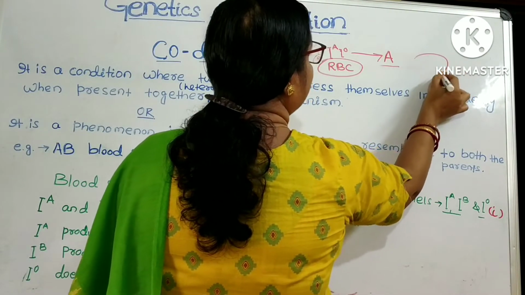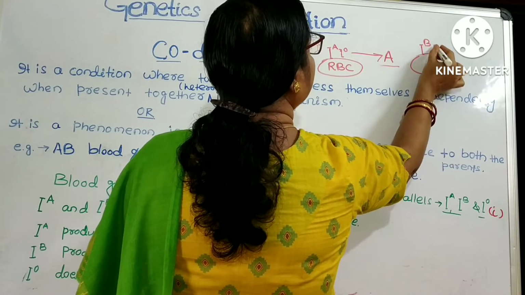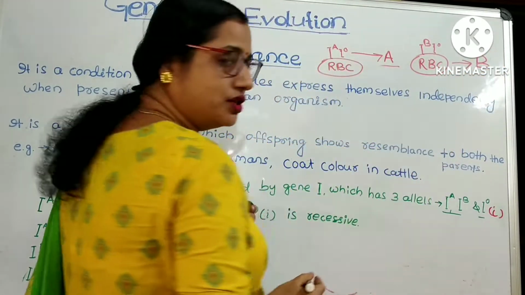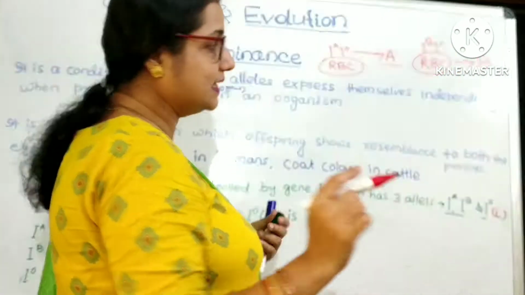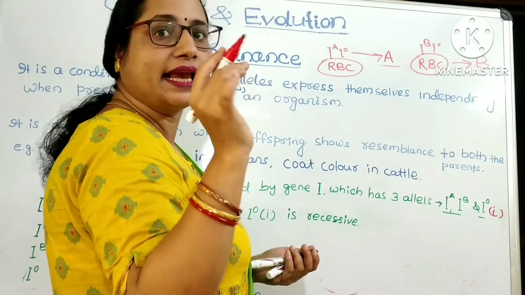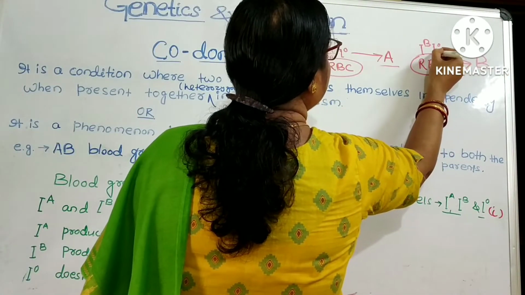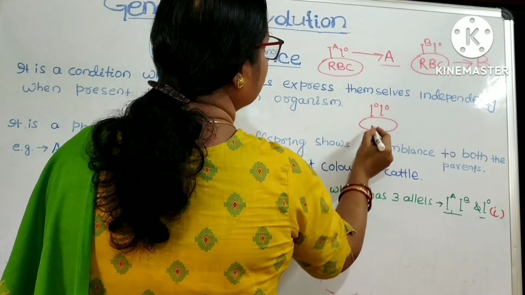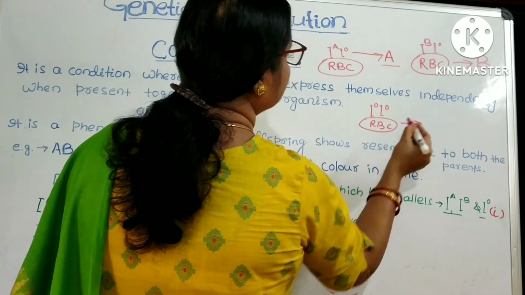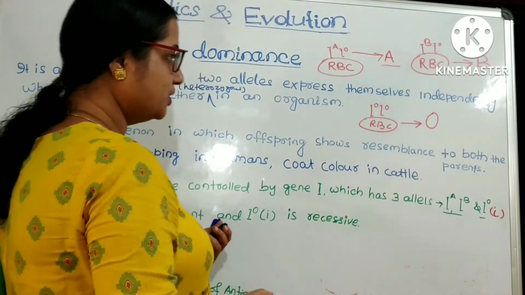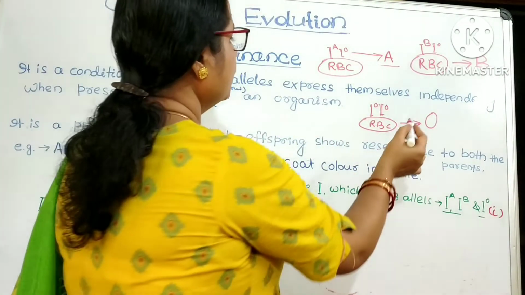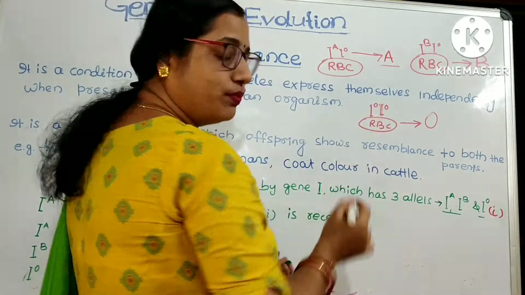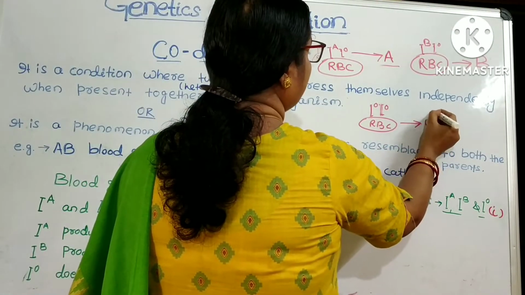If IB and IO are present on the surface of RBC, then the blood group will be B, because IB can produce the antigen B and IO does not produce any kind of antigen. So the blood group will be B. If only IO and IO are present on the surface of RBC, then the blood group will be O, because there is no dominant allele. When there is no A and B, only IO, the blood group will be O.